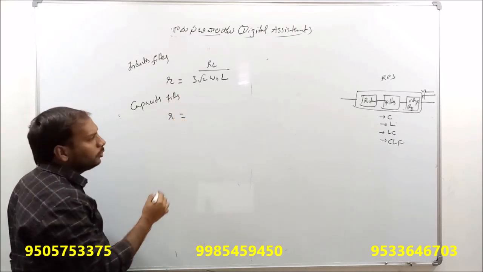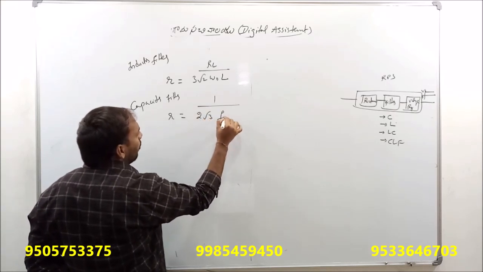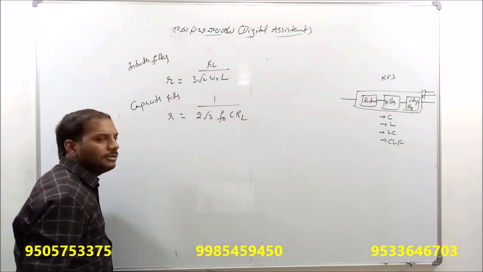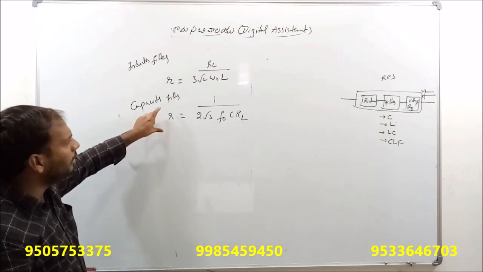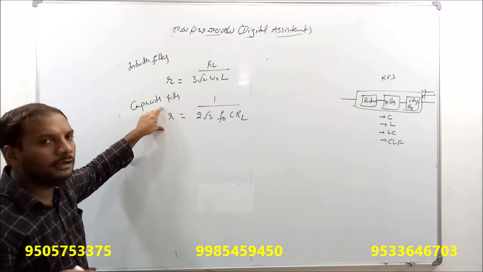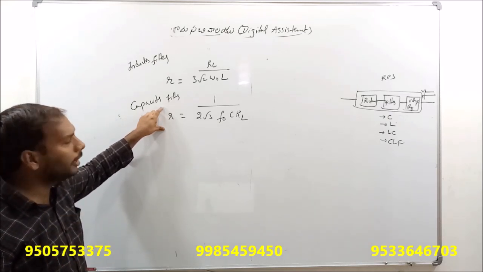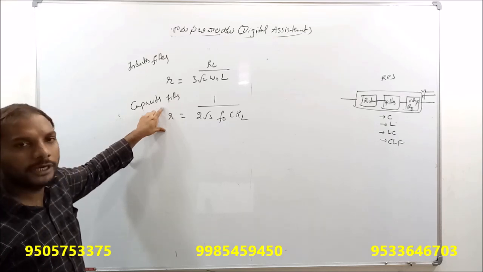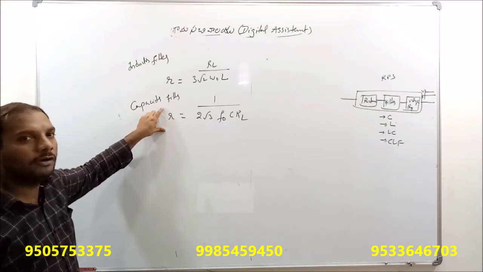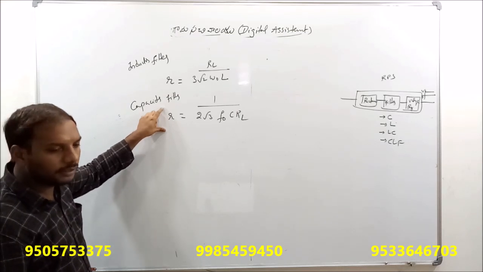It is given by 1 by 2 root 3 F naught C RL, where C is the filter capacitor and RL is the load resistance. So this is the ripple factor with the filter. If you calculate the ripple factor without a filter and with a filter, without the filter you will get a high value of ripple. With the filter you will get a low value of ripple. That is the advantage. So always connect a filter at the output of the rectifier circuit.